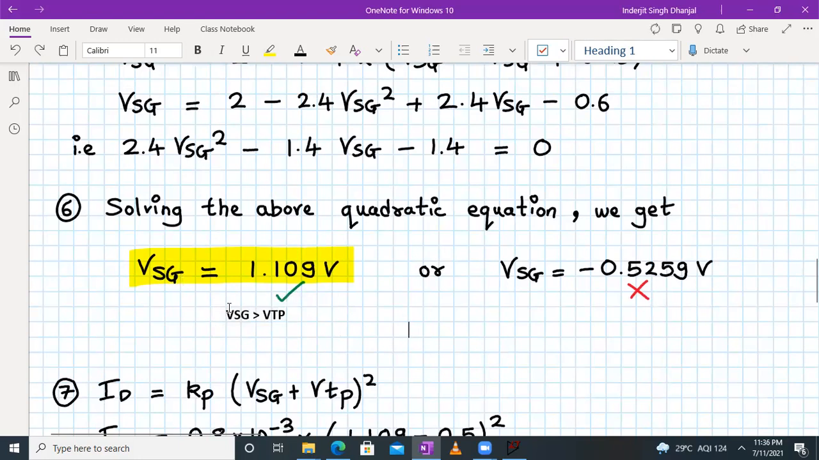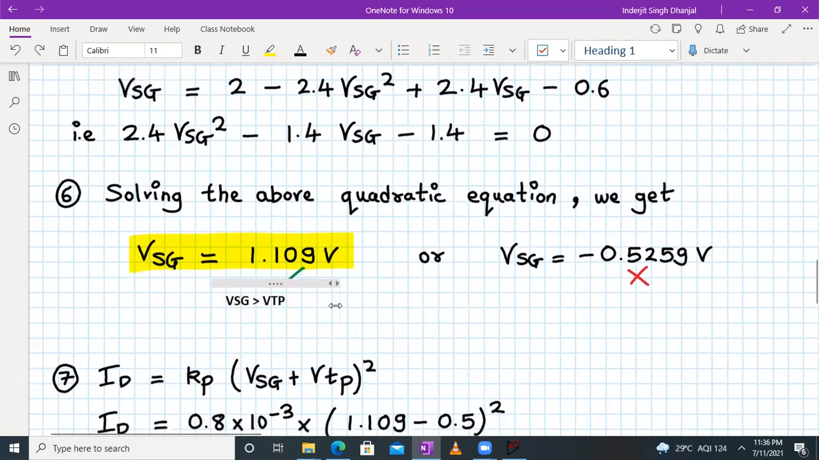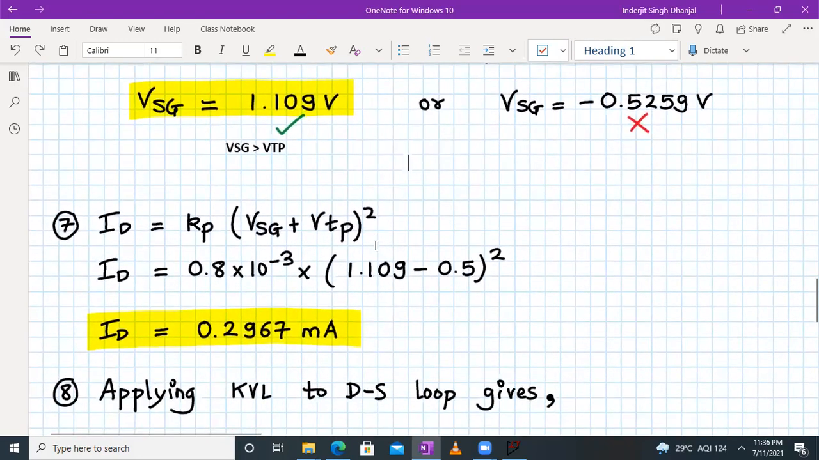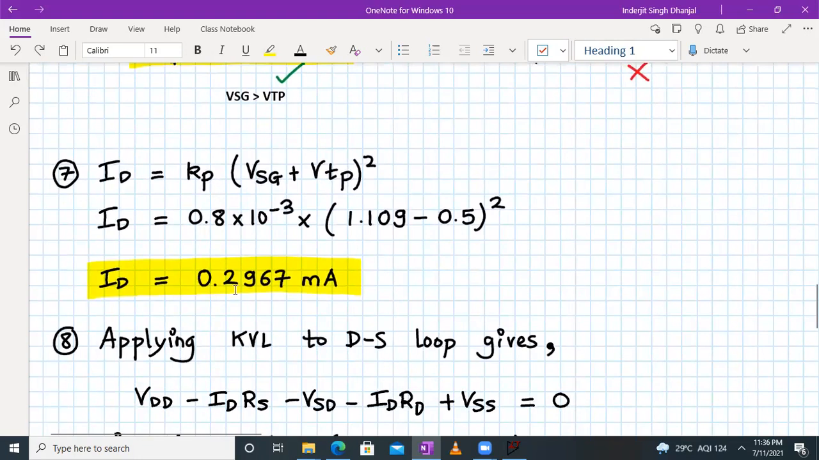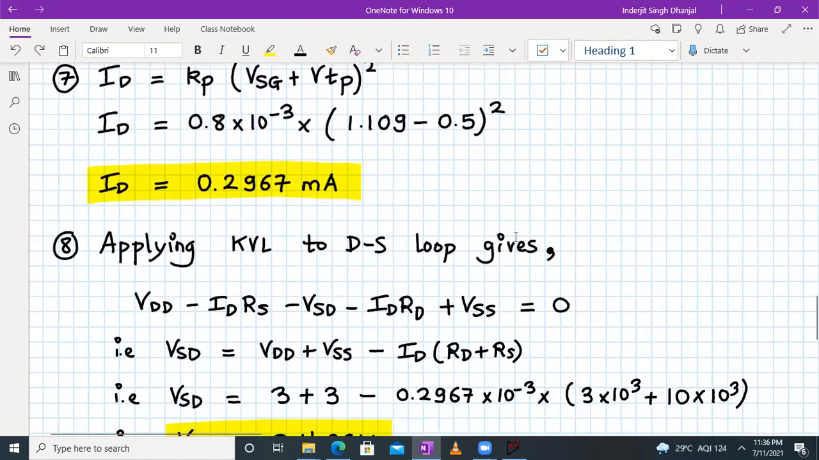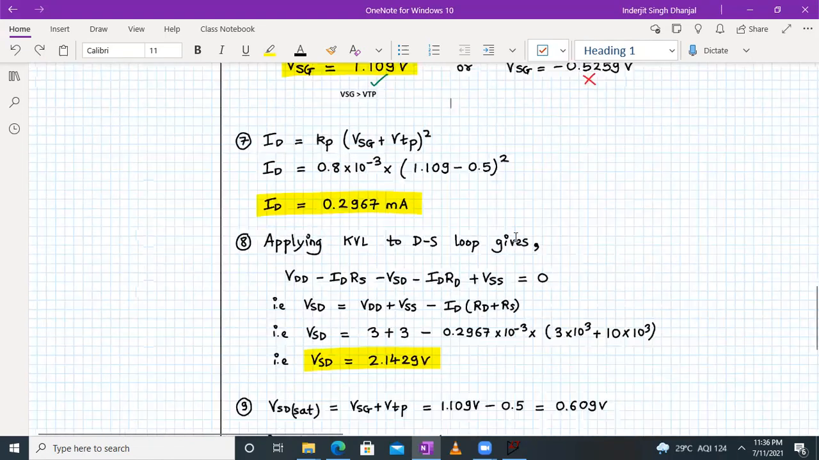Whenever VSG is greater than your VTP value, in this case 1.109 is greater than minus 0.8, we will select that particular value. Then, once we have the value of VSG, we calculate the drain current ID. KP, VSG, and VTP values are available. Plug in the values and you will get the drain current as 0.2967 milliamperes.